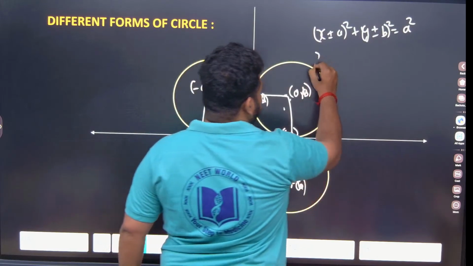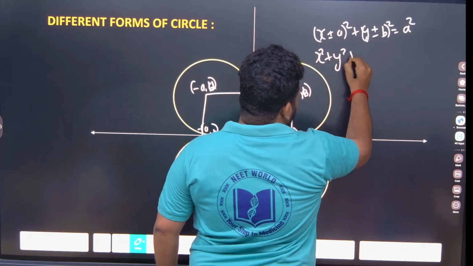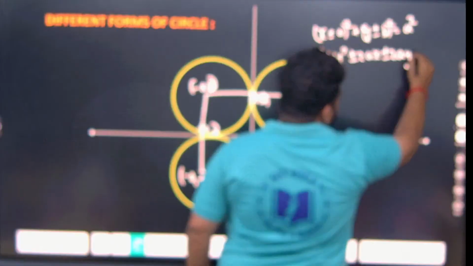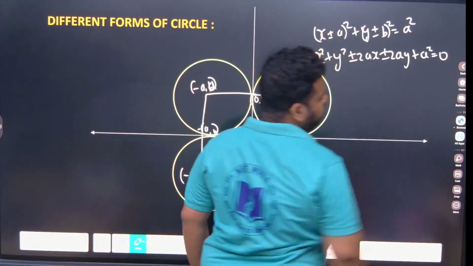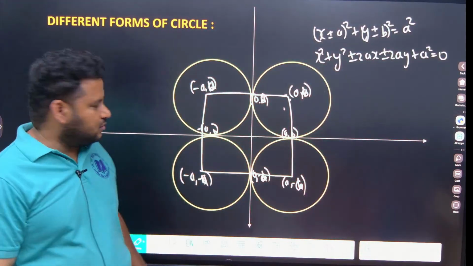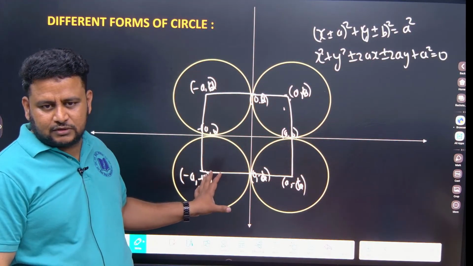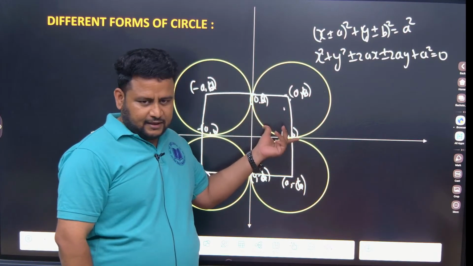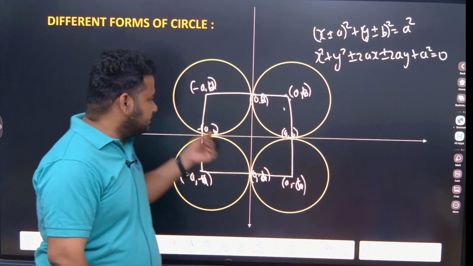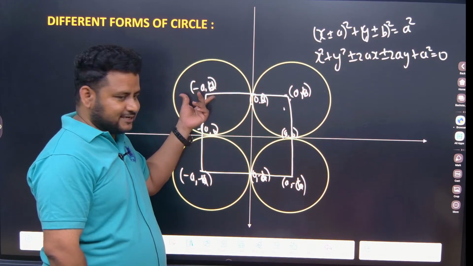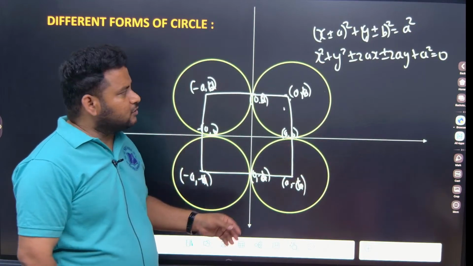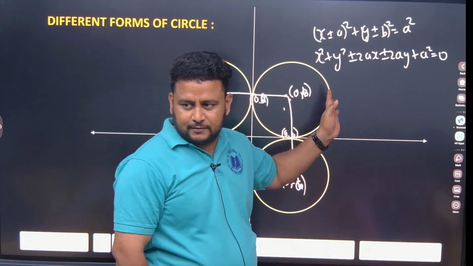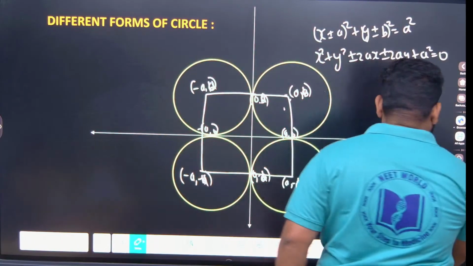Let me write it. If you expand, x squared plus y squared plus or minus 2ax plus or minus 2ay plus a squared is equal to 0. This is the form you will be getting. If you want this circle, take (a, a) and you will get the positive values. If you want this circle, you take (minus a, a), depending on the quadrant. Depending on the quadrant, the sign will be applied. Clear? This is based on intercepts.